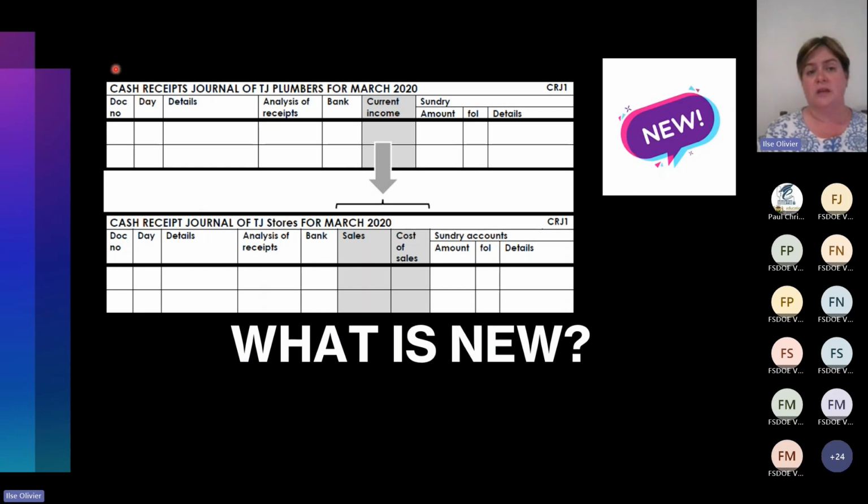Okay, what's still new? If we look at our cash receipts journal, last year we had the current income because the business had services rendered or they supplied a service. For instance, this was a plumber, so he would have had the service of doing plumbing. Right, how does the cash receipts journal change? We get a sales column because we receive money for sales, and we must calculate how much the trading stock cost us. So that will be the cost of sales. So this is how our CRJ will change.